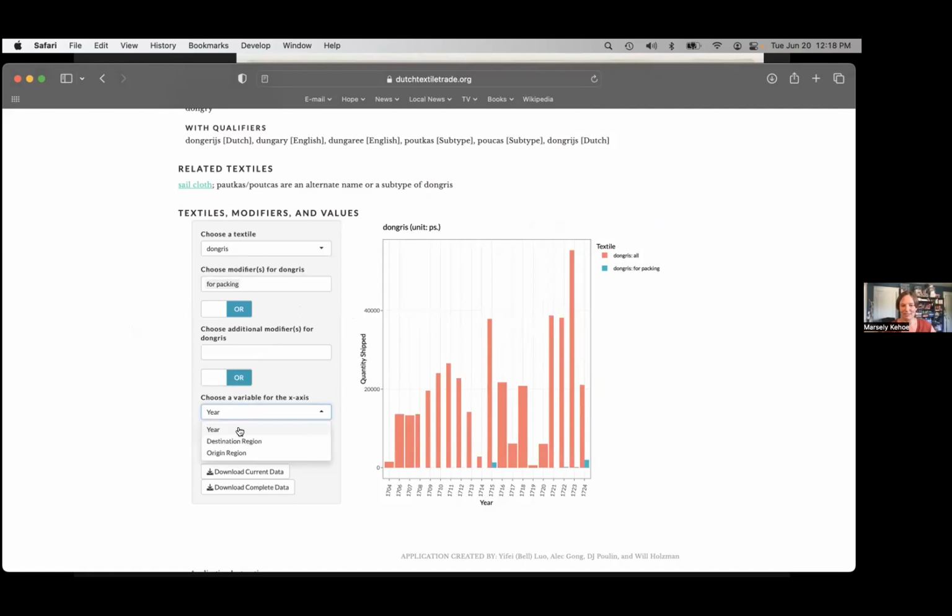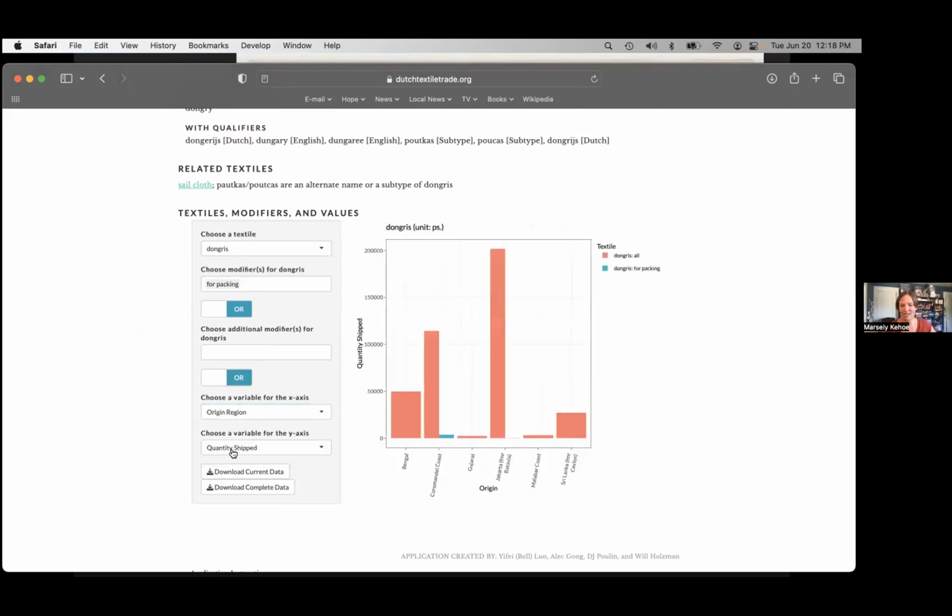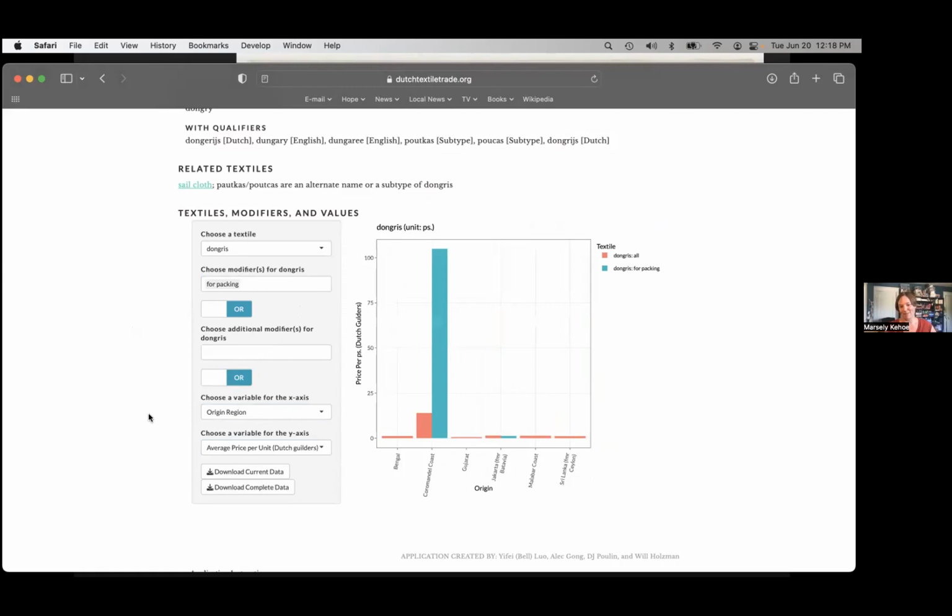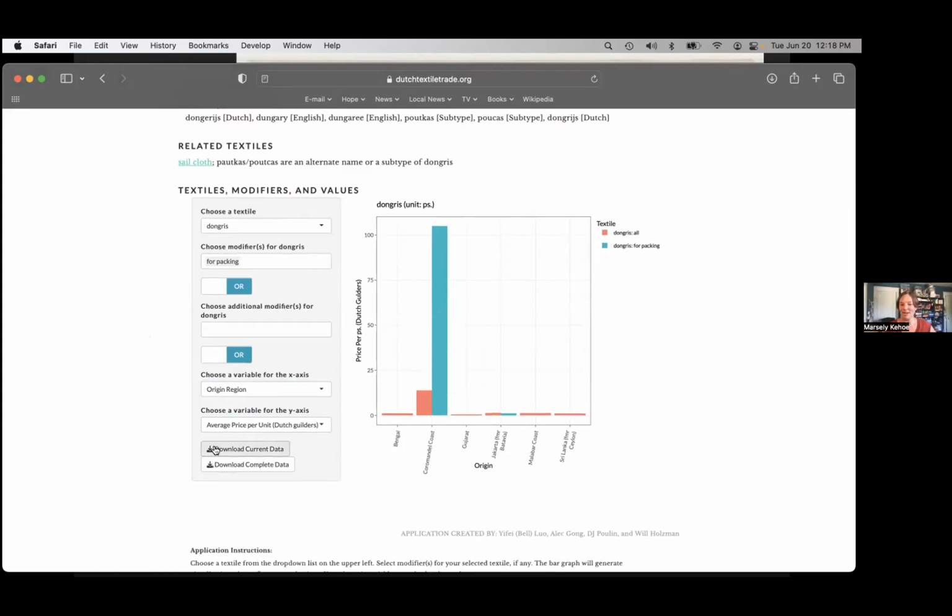You can change things around here, like the origin, and maybe the average price for a piece of dongris coming from that place. The most expensive being this Coromandel Coast packaging dongris. So you can really dig in there, and you can also download all the dongris data if you want to, or the complete data set from the app here.